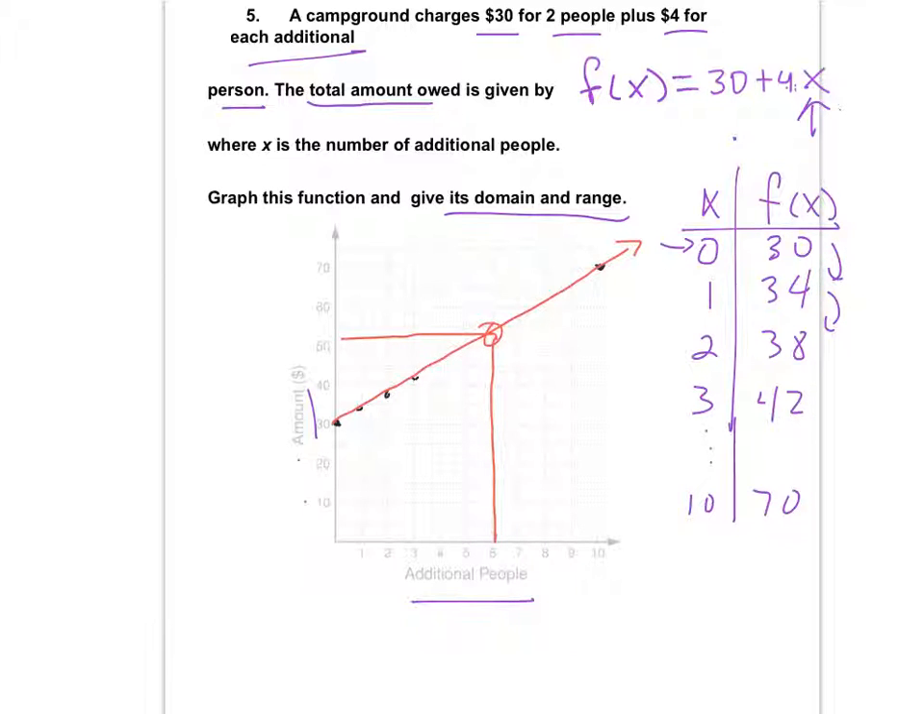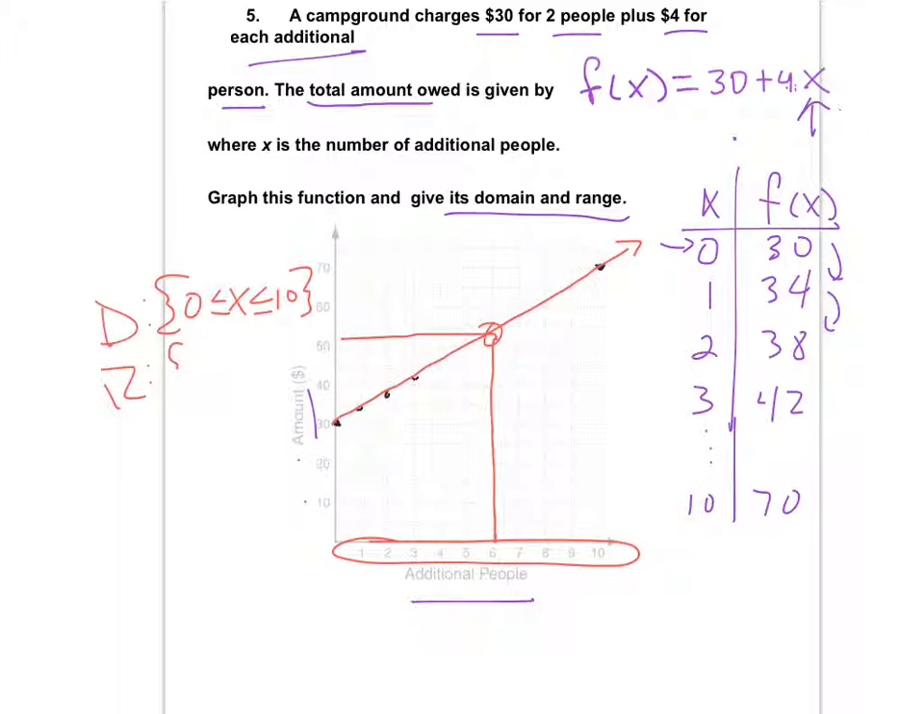Okay. So my domain in this case would be anywhere between, I'd say 0 to 10 additional people. So 0 is less than or equal to x, which is less than or equal to, let's say 10 is the most. We're going to cap it out. My range, well, remember my range starts here. We're going to start at $30, but then my range can go all the way up to, let's say, $70 in this case, if we keep it at 10 additional people. So that would be my domain and range.